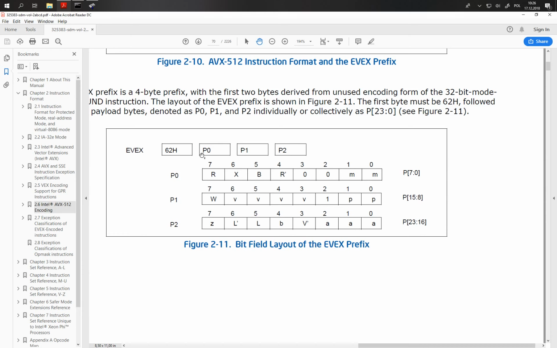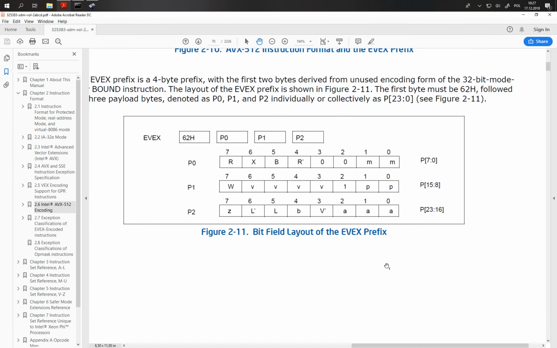So the second byte after 0x62 has RXB in the highest bits. So as long as we also invert them in EVEX too, just like it was in VEX, we are going to have it working just the same way.